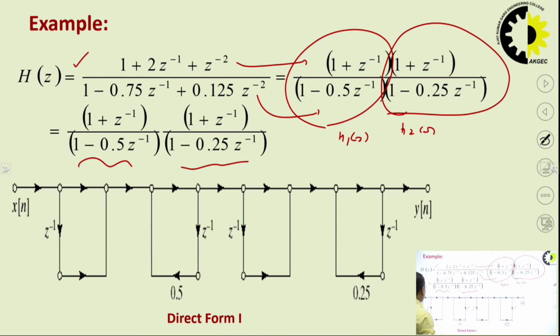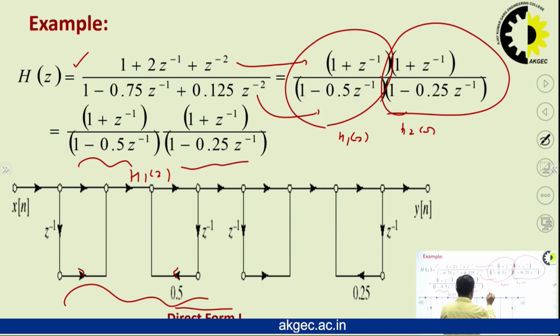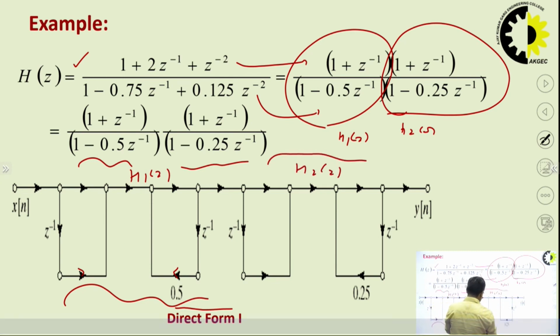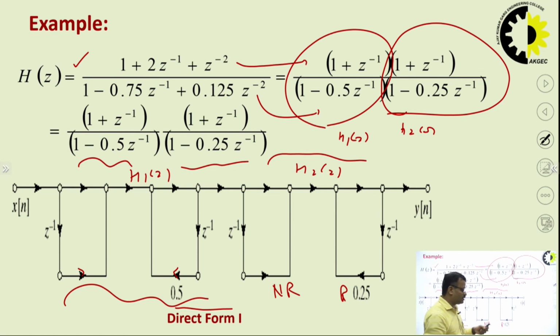Now, this H1Z is realized in direct form 1. Firstly, if we are realizing in direct form 1, it will be what? This is your non-recursive term, this is our recursive. This is our H1Z. In H2Z, this is our H2Z. This is non-recursive and this is recursive. So, from the simple expression, we can make the structure using direct form 1, direct form 2. So, at first, you have to convert this H of Z into product terms.